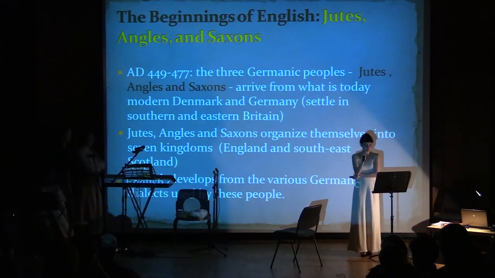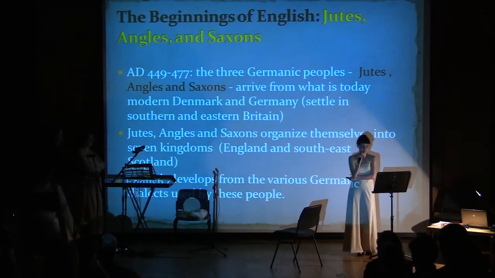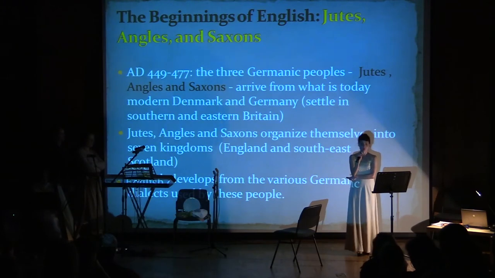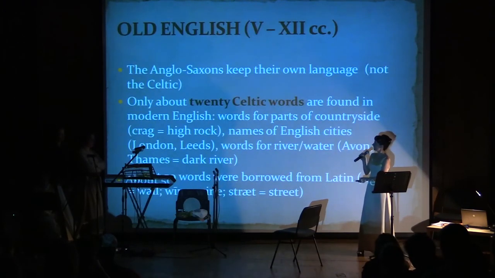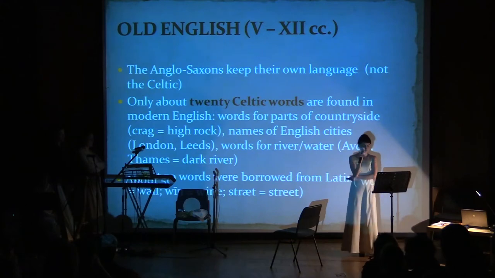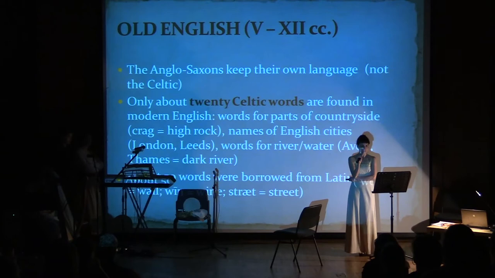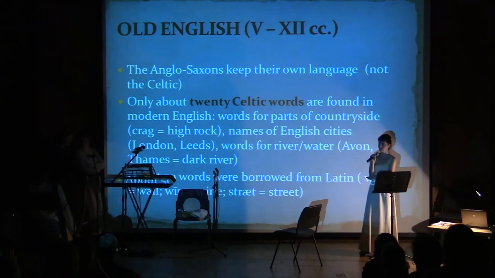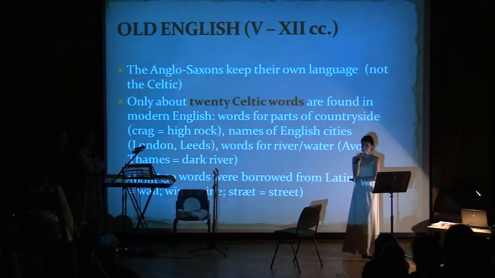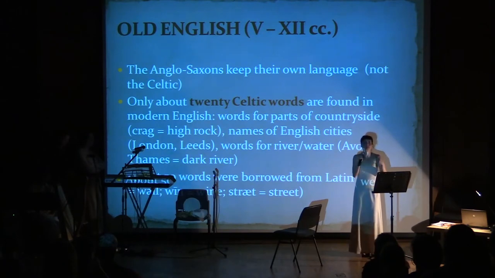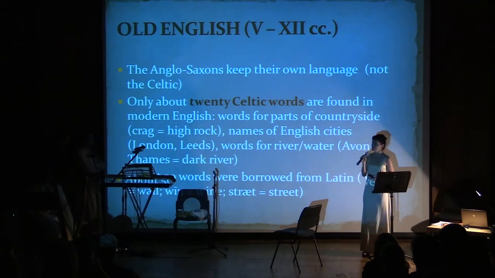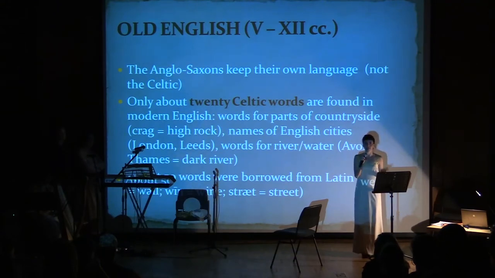So like I said, the Anglo-Saxons keep their own language. The vocabulary of Old English is actually mostly Germanic. You will see that Old English is in many ways still quite similar to modern German. So you will find a lot of similarities, especially towards the 10th, 11th centuries.